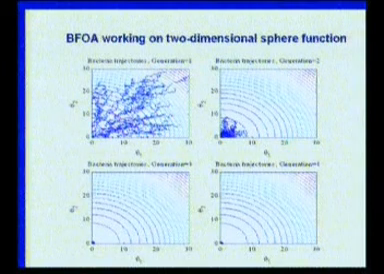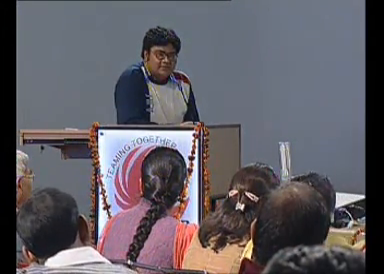This is how BFOA works on the two-dimensional sphere function. This is the optimum of a two-dimensional sphere function, and these circles are called constant cost contours. They are the lines that correspond to f(x1, x2) equal to a constant. If the function is x1 squared plus x2 squared, then x1 squared plus x2 squared equals a constant. That yields the equation of a circle. So that's why these are concentric circles.